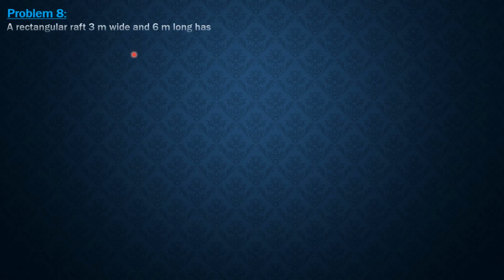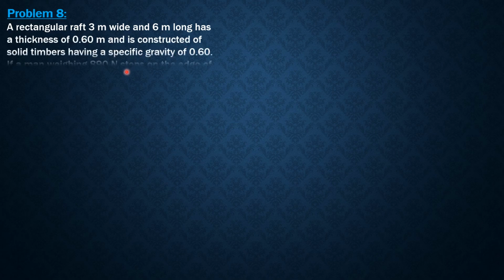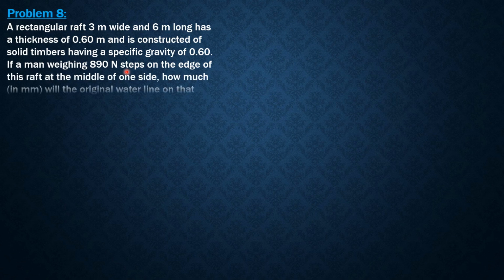So here we go. A rectangular raft 3 meters wide and 6 meters long has a thickness of 0.6 meter and is constructed of solid timbers having a specific gravity of 0.6. If a man weighing 890 newtons steps on the edge of this raft at the middle of one side, how much in mm will the original water line on that side be depressed below the water surface?